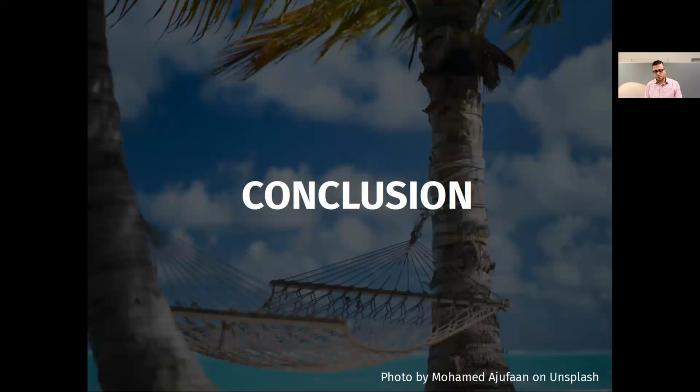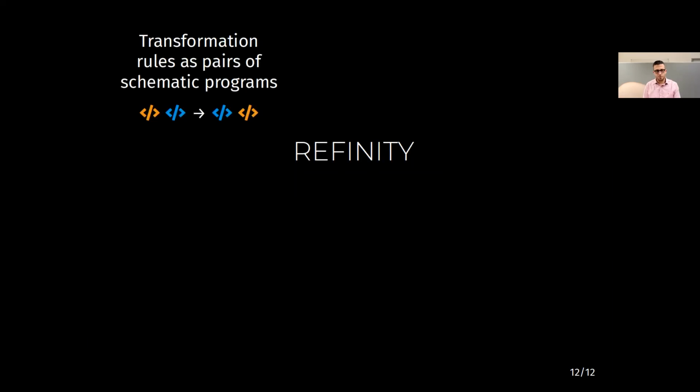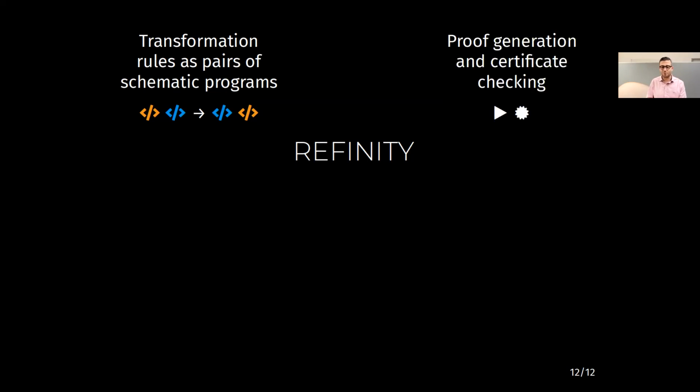This already leads me to the conclusion of my talk. I've presented Refinity to you, which is a tool for relational verification of abstract programs. And since you can view pairs of schematic abstract programs as rules, you can prove the correctness of or properties of statement-level transformation rules for Java programs with the tool. Refinity generates non-trivial proof obligations to be discharged by the Key program prover, and it also supports certificate checking.